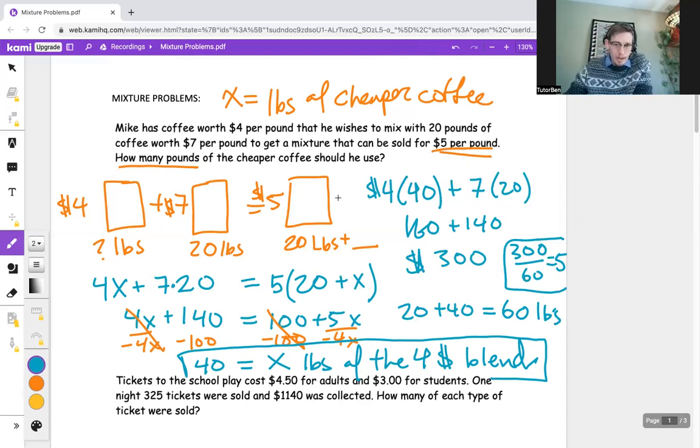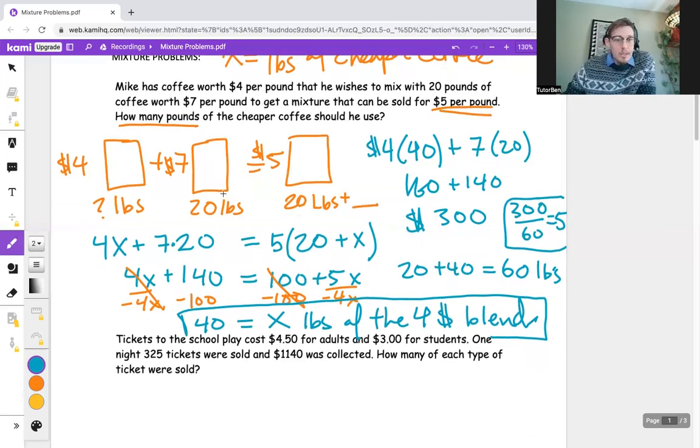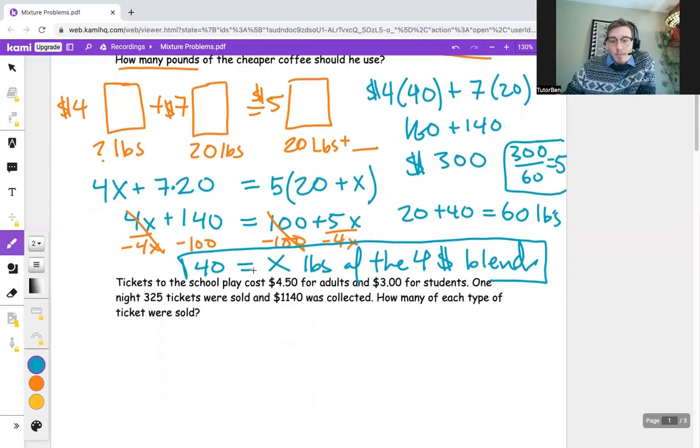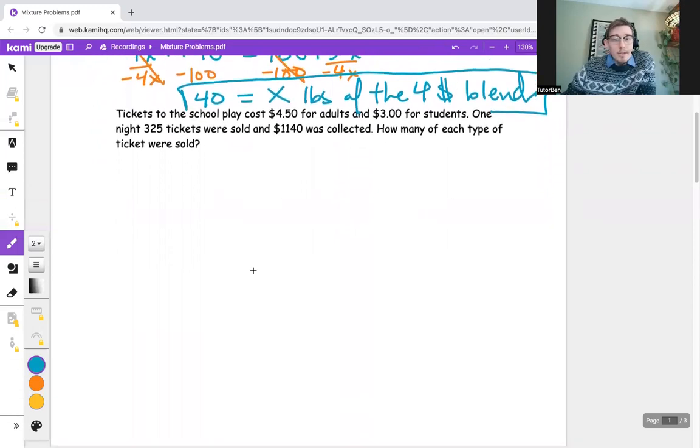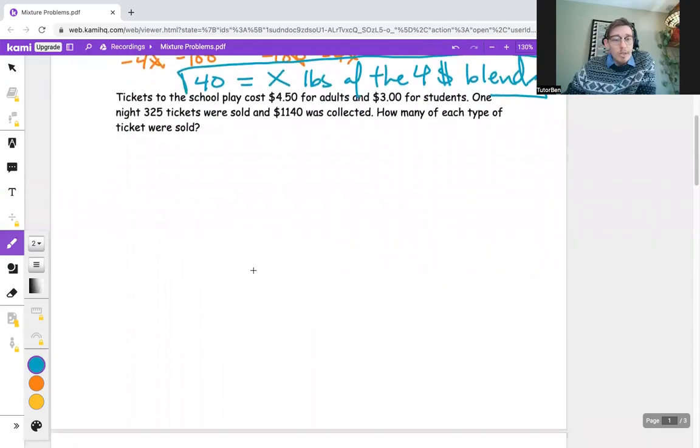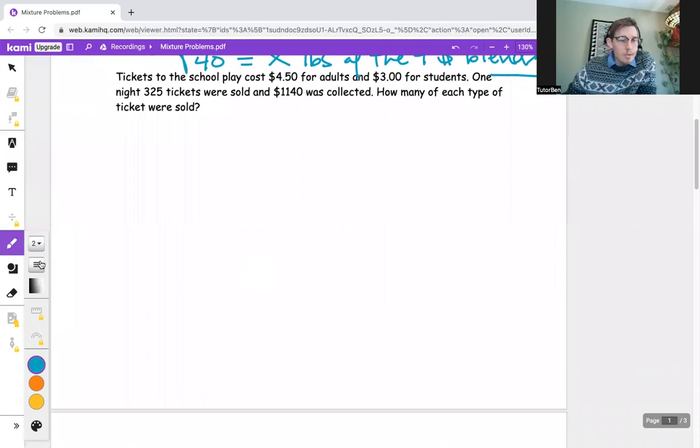All right. So just from the first two examples, you can see this goes a couple different directions. Let's see what our last question is going to look like. Here we're talking about tickets. Tickets to the school play cost $4.50 for adults and $3 for students. One night, 325 tickets were sold and $1,140 were collected. How many of each type of ticket was sold?